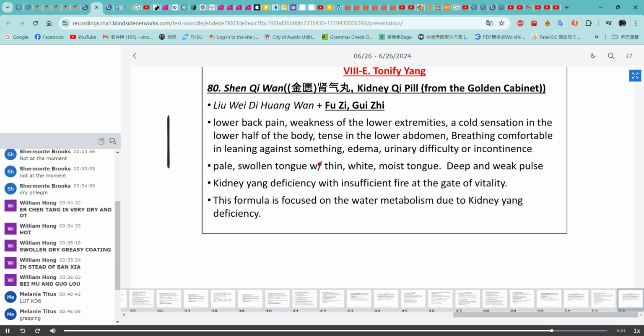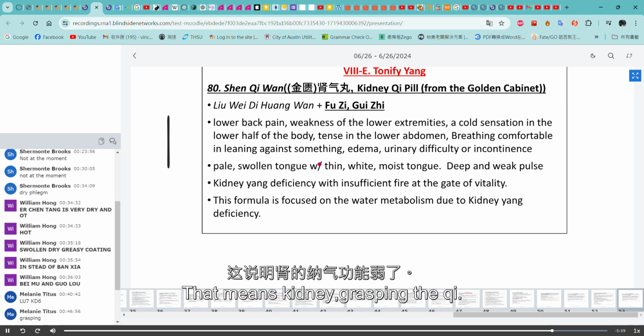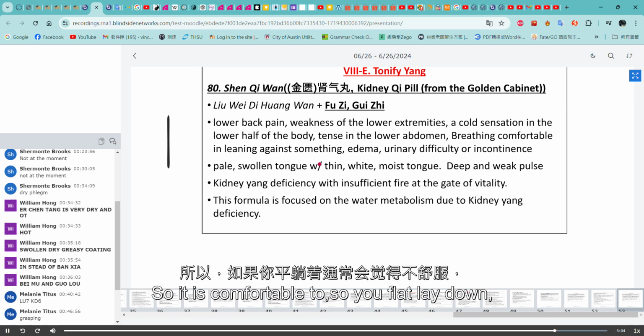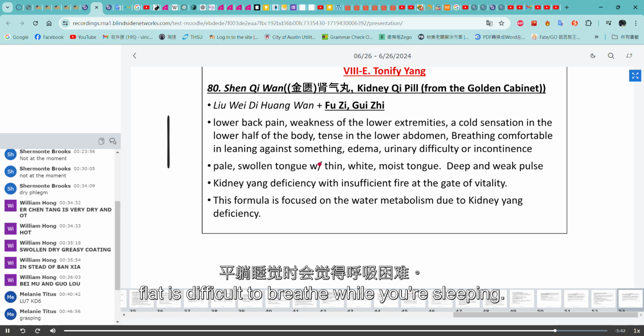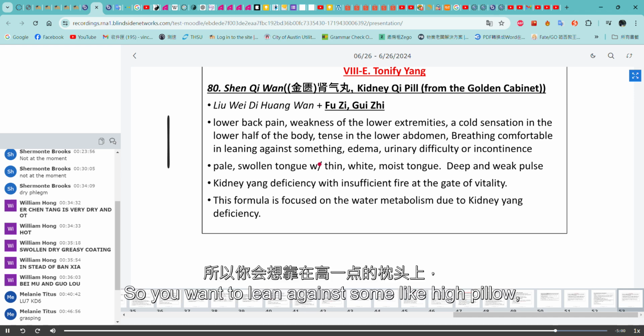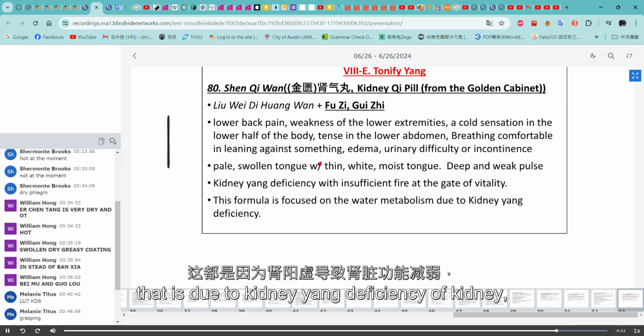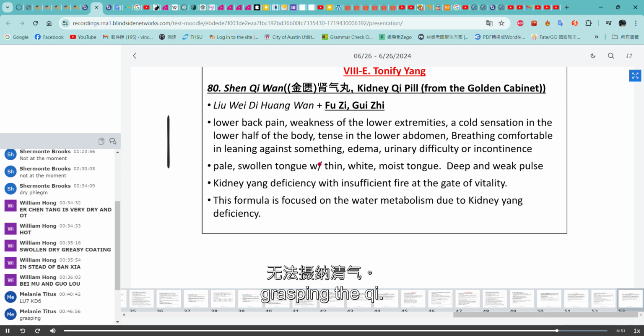So that means kidney grasping the qi. So kidney yang is deficient. It's difficult to breathe in. So you lie down flat and it is difficult to breathe while you're sleeping. So you want to lean against something like a high pillow. It's easier to breathe. So that is due to kidney yang deficiency, or kidney not grasping the qi.